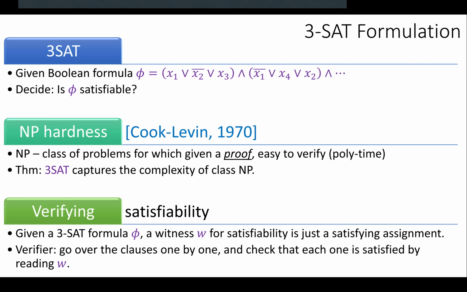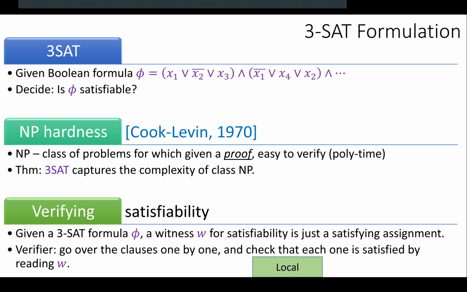Well, a witness is just the assignment. The witness just tells me x1 gets value 1, x2 gets value 0, and so on and so forth. And then how do I verify it? I just go over the clauses one by one. Each time I read 3 locations from the proof, because there are 3 variables. I check that the clause is satisfied, then I go on.